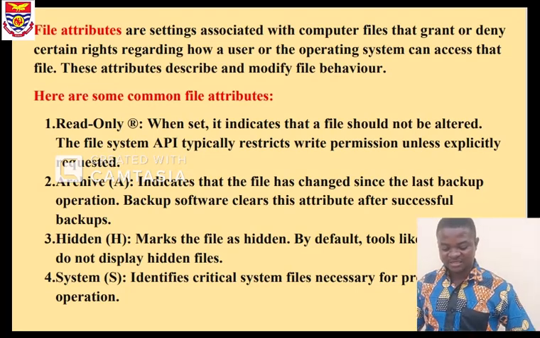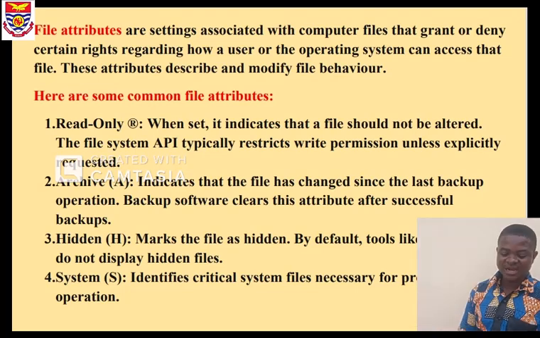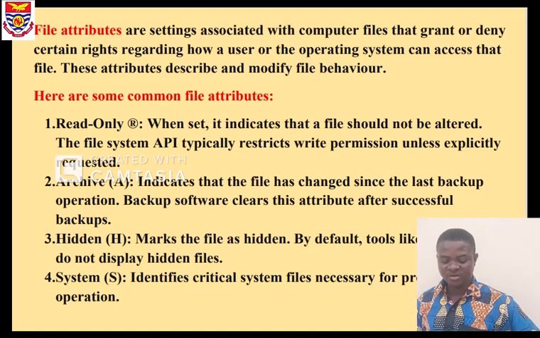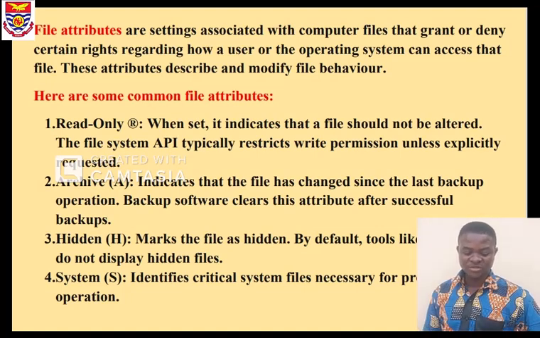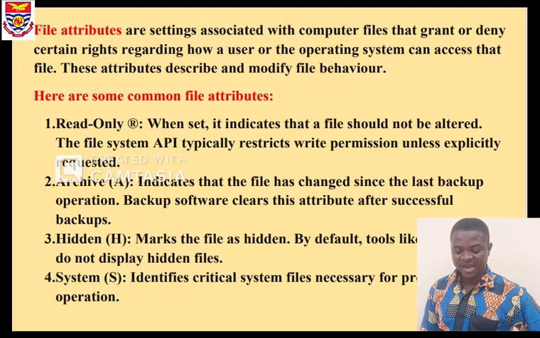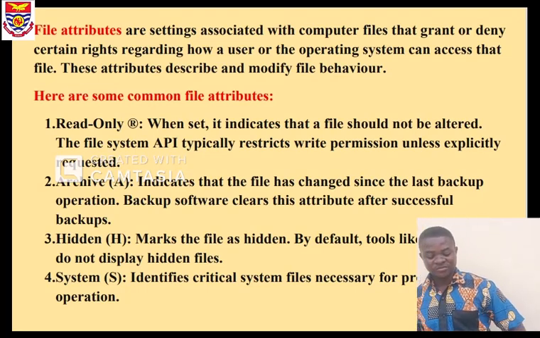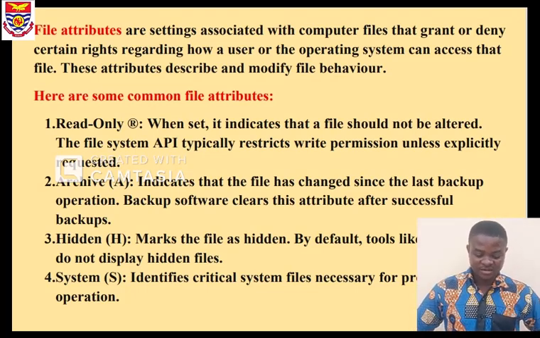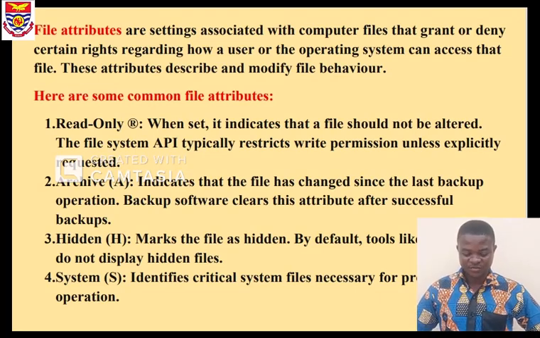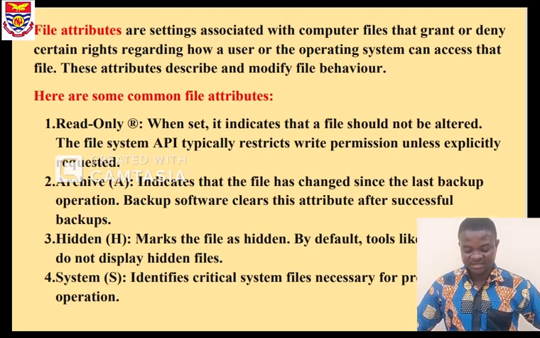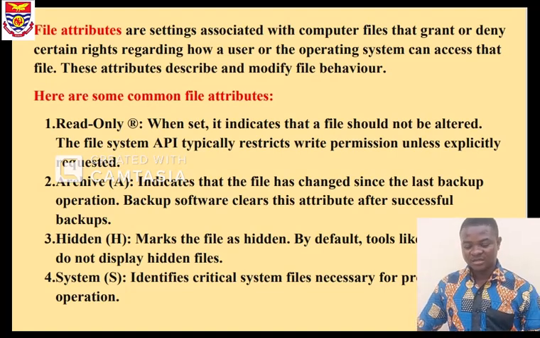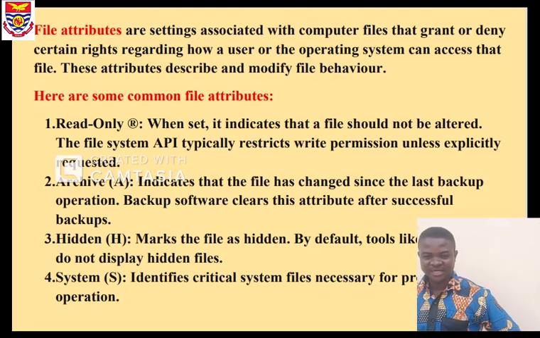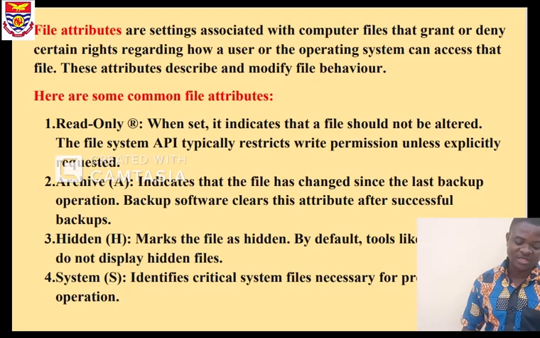File attributes are settings associated with computer files that grant or deny a certain right regarding how a user or operating system can access that file. So these attributes describe and modify the file behavior. Here are some common file attributes. One is read only. When read only is set on a file, it indicates that the file should not be altered. That is one aspect of the read only attribute of a file.